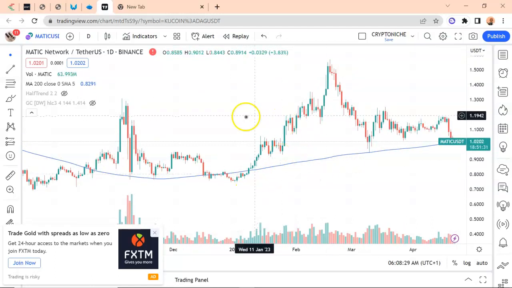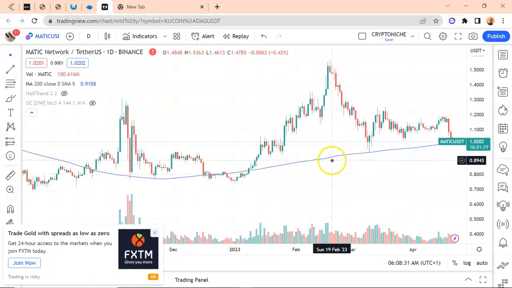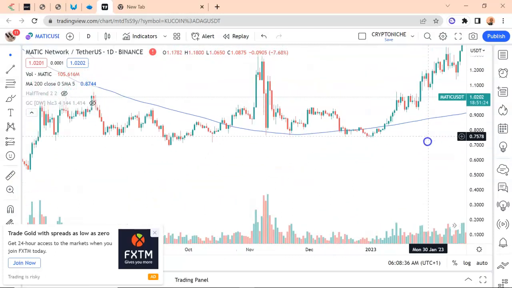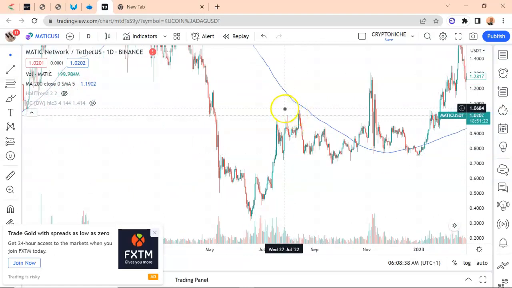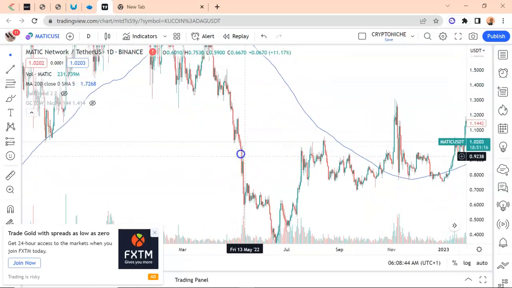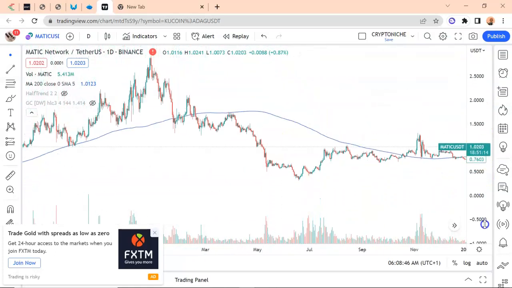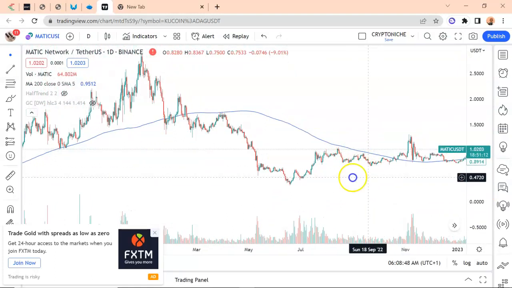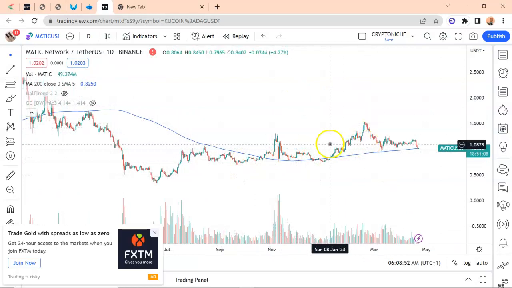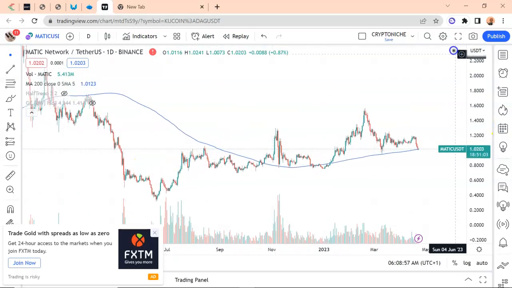This is the 200 moving average. If you've been paying attention, whenever the 200 moving average is crossed downward, we are in for a good bearish trend on Polygon Matic. And when it's able to cross it upward, we are in for a good run also. You can see that at different parts of the chart, and that looks exciting.